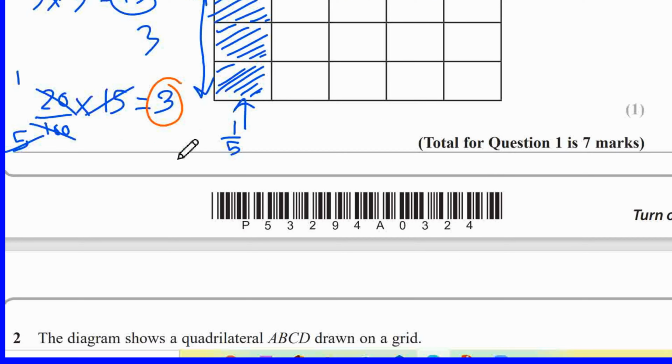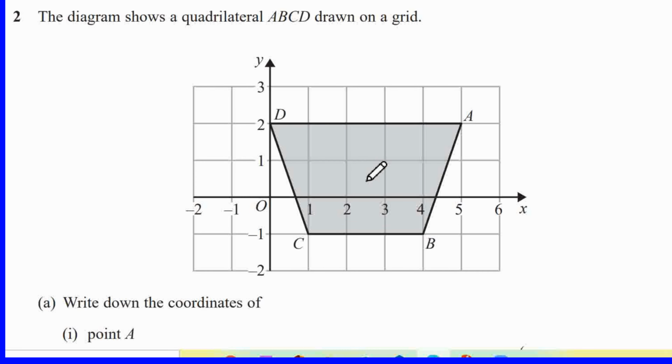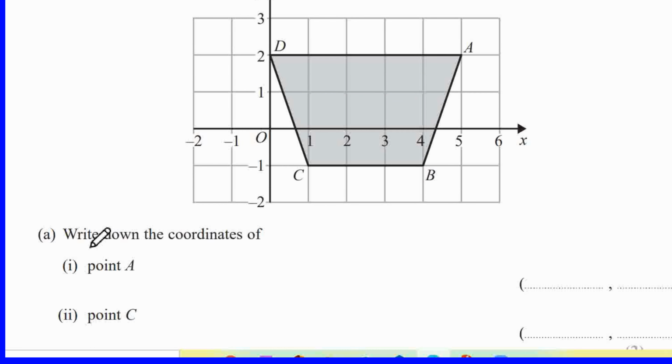Okay, so next question, we see number 2, the diagram shows a quadrilateral ABCD drawn on a grid. Write down the coordinates of point A. A will be here, 5 and 2, so 5, 2. And then next will be point C. C will be this one here, going here and going here. So the x is 1, the y is minus 1. So 1, minus 1.